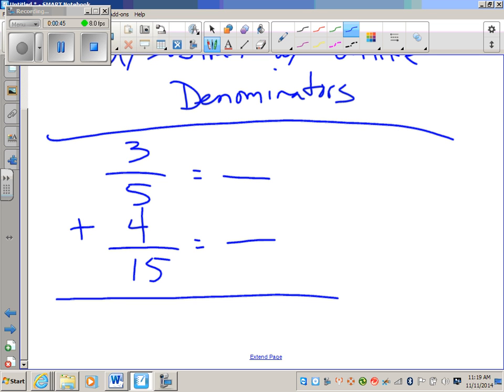Now for these, it's a good habit to get into rewriting the problems as you see them, and rewriting them vertically with one fraction on top of the other, because it helps keep everything neat and orderly. When we have to convert, it's going to make things a little bit clearer to see what is going on.